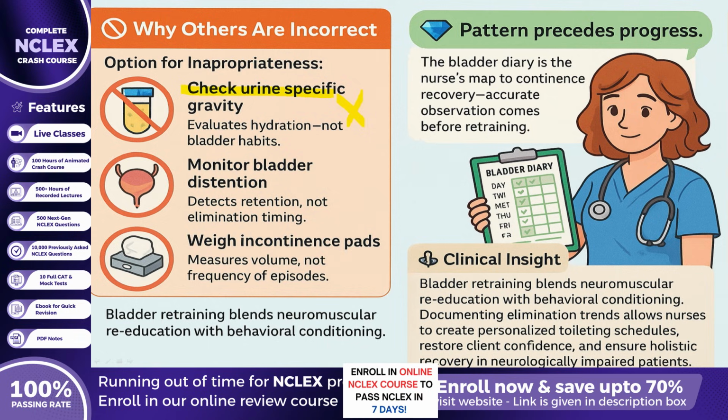Therefore, it lacks the behavioral insight needed for retraining. Option 3, monitoring bladder distension through palpation or bladder scan, helps identify urinary retention or overflow incontinence. However, it is a diagnostic assessment, not a foundational step in bladder retraining, as it fails to reveal habitual voiding patterns. Lastly, option 4, weighing incontinence pads, is useful for measuring urine output and maintaining fluid balance, but does not indicate when leakage occurs, which is essential for creating an effective toileting schedule.